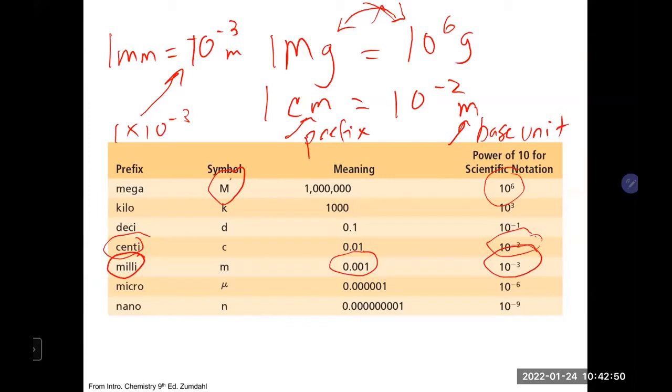Not a lot in this chemistry class, but if you continue on to 1A, micro and nano is something that you see a lot as well. You do see those a lot in, say, 1A. But for our class, I would say definitely centi, milli, kilo. Those are very common prefixes that really do pop up. Any questions?